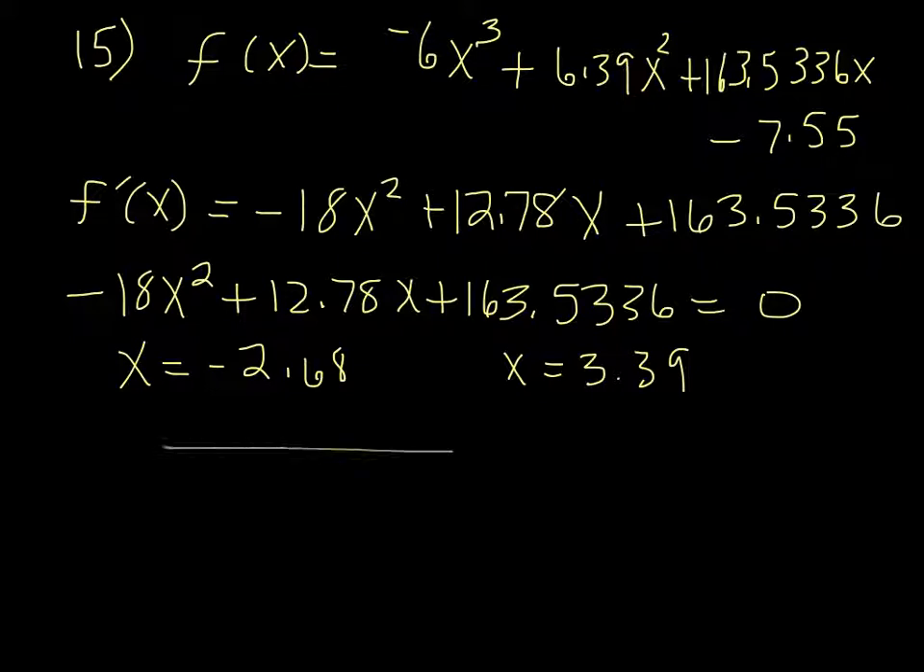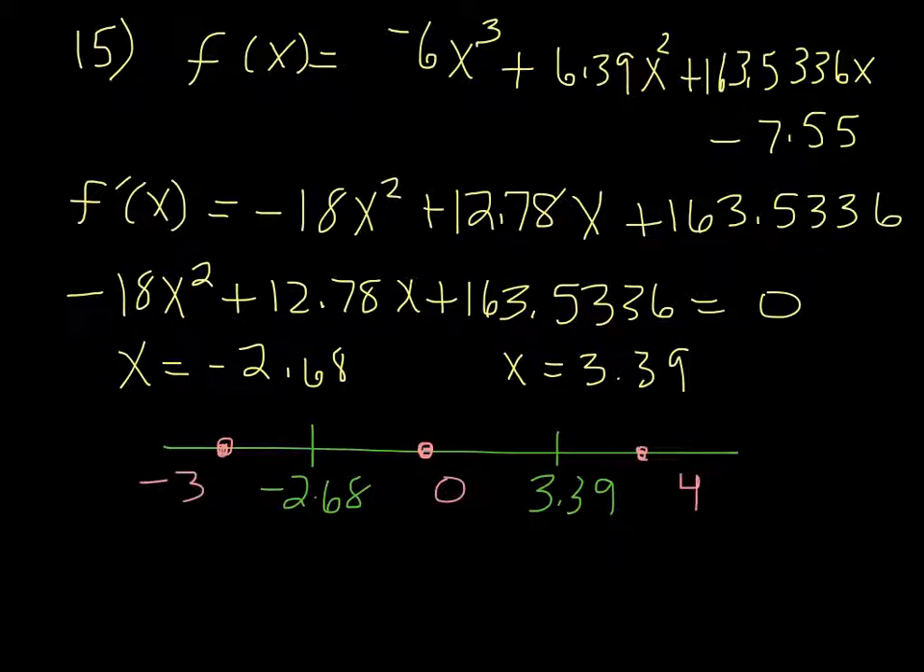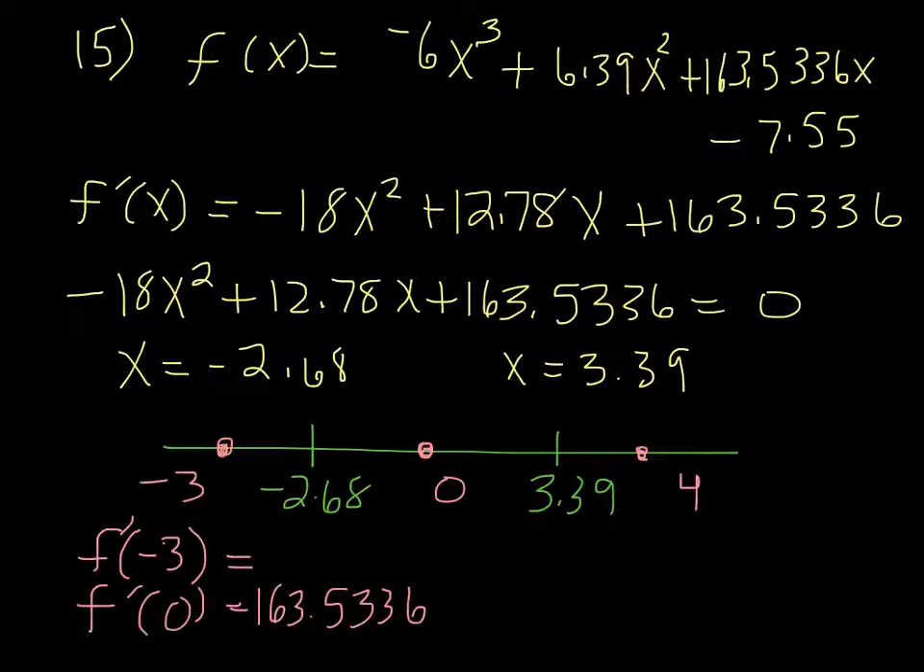We'll need to draw a number line and plot both of those points in the right order. And I'm going to pick a test point before, after, and in between. So negative 3, 0, and 4 will all work. So we want to know what f prime of negative 3 is, f prime of 0, well, f prime of 0 is pretty easy. That's just the 163.5336. And f prime of 4.